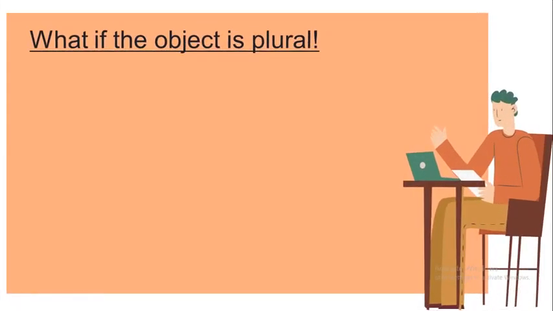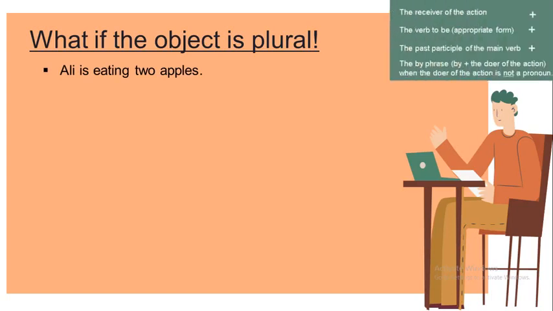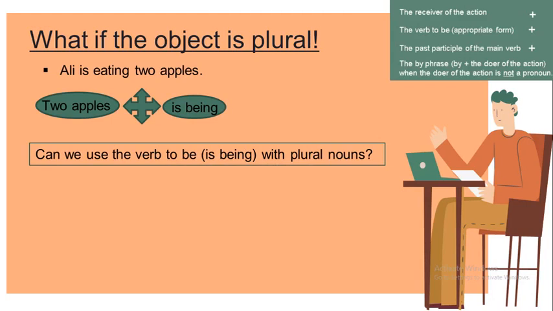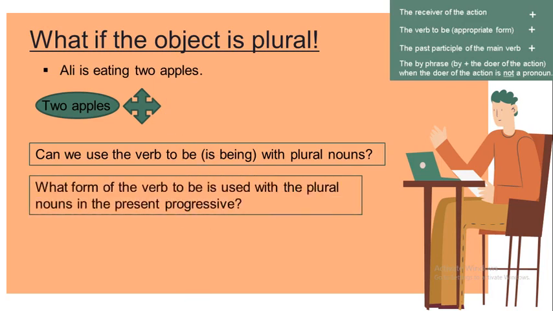But what if the object is plural? Ali is eating 2 apples. We'll follow the same rule, starting with the receiver of the action, which is 2 apples, and then comes the verb to be in its appropriate form. In the previous sentence, we said is being. But can we use the verb to be is being with the plural nouns? Great, of course not. So what form of the verb to be will be used with the plural nouns in the present progressive? Now try to guess it, dear students.